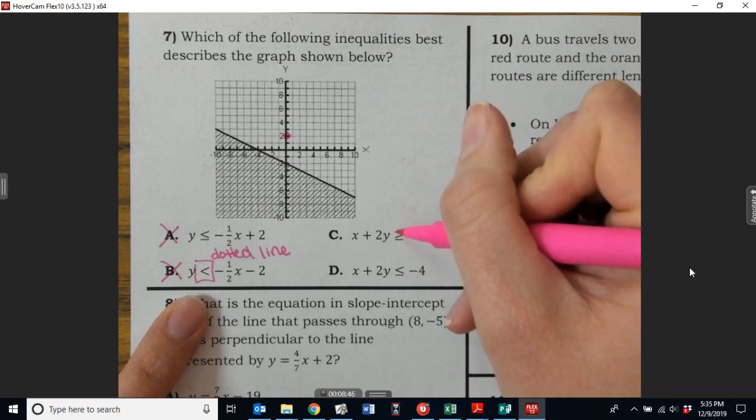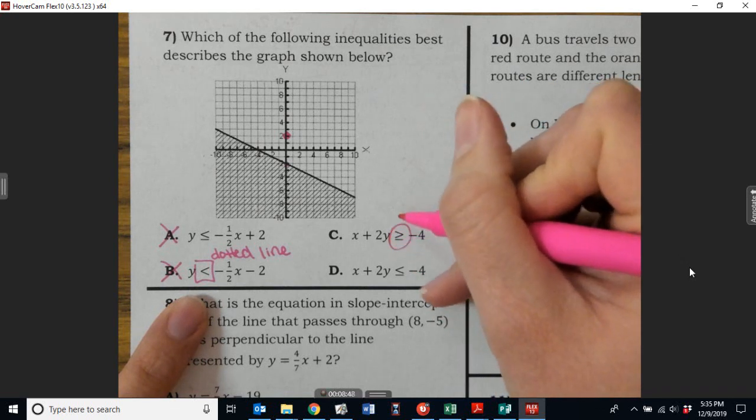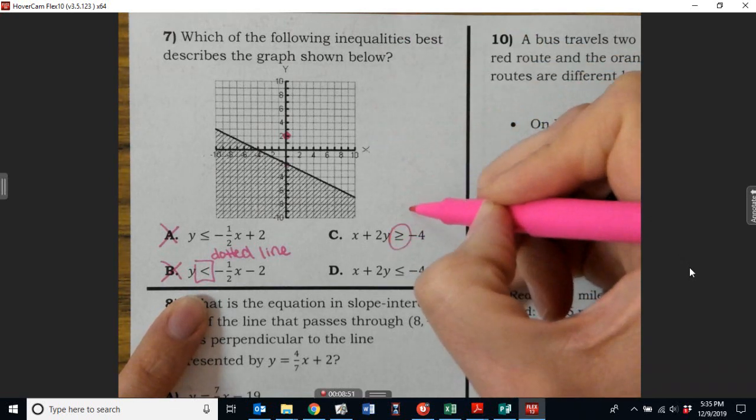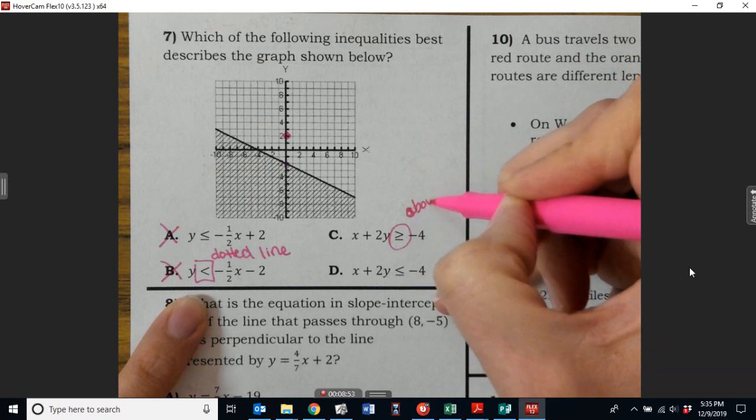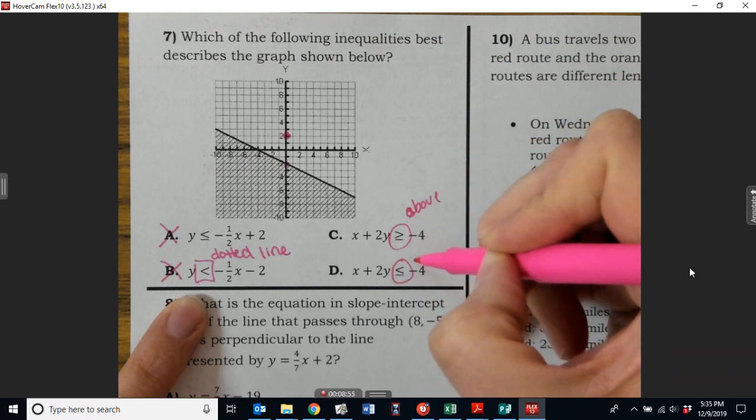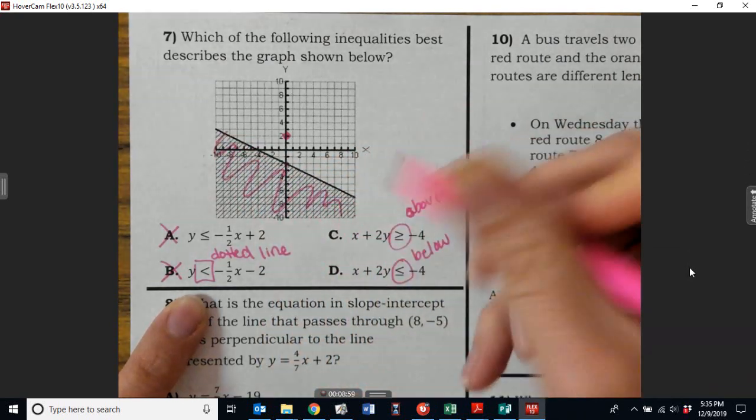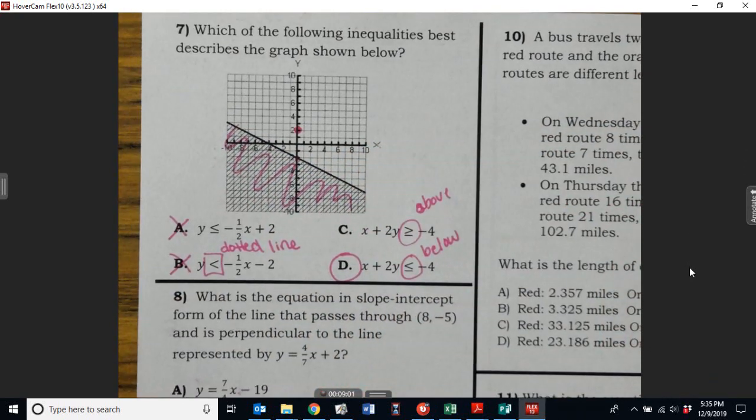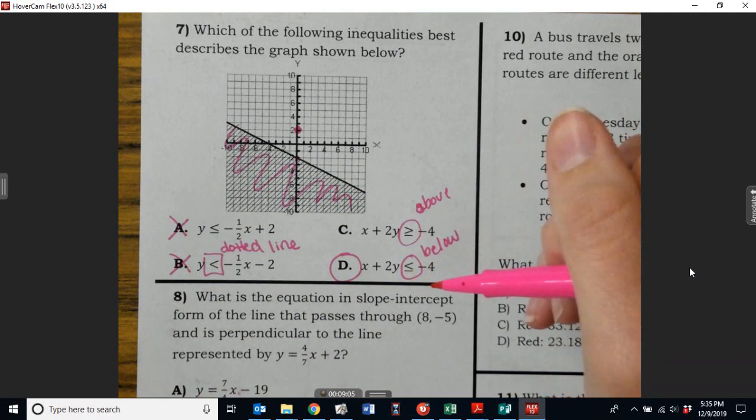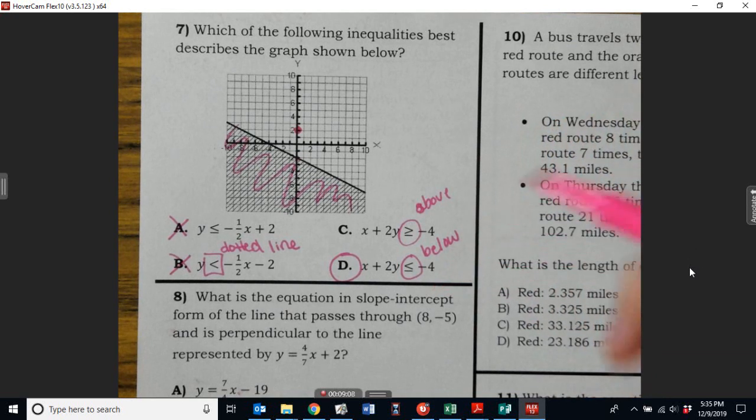And then I graph these two. If I were to graph it, this one is greater than or equal to, so I would shade above. And this one is less than or equal to, so I would shade below. And my graph is shaded below, which means this is my answer. But on the test tomorrow, what you should do is graph this inequality, and we've already practiced graphing several of them.